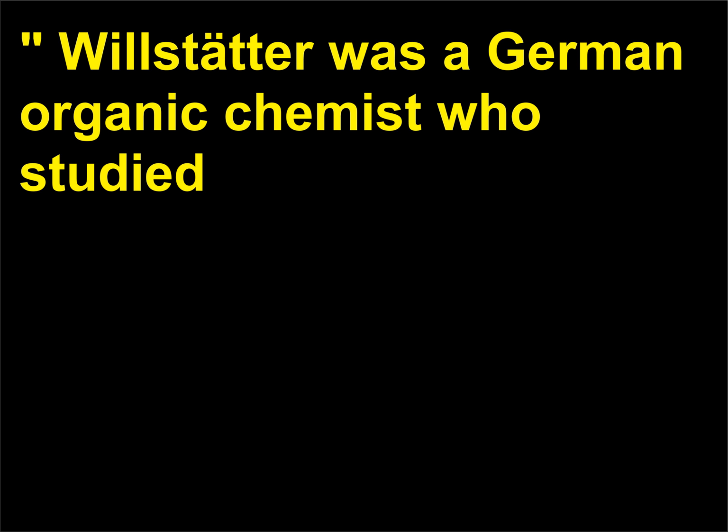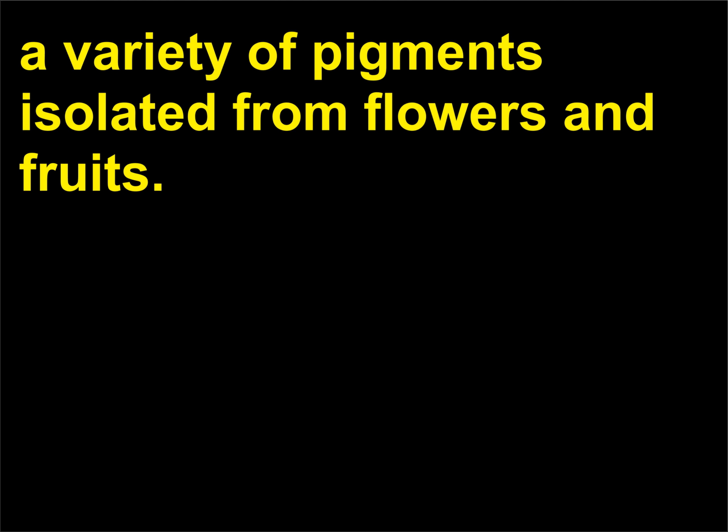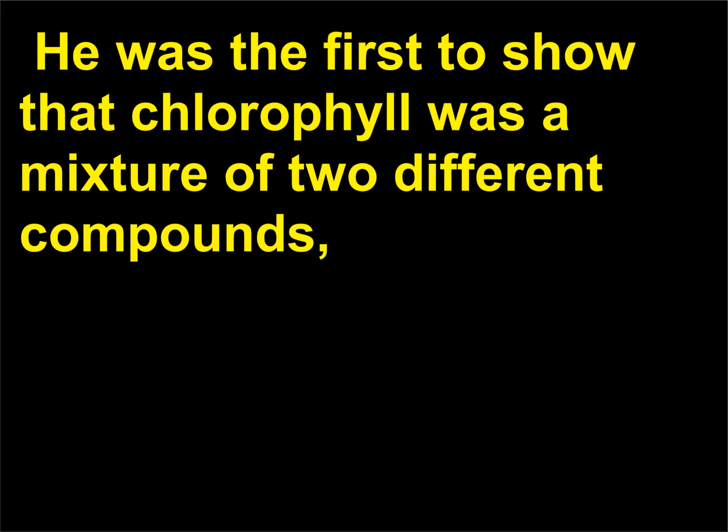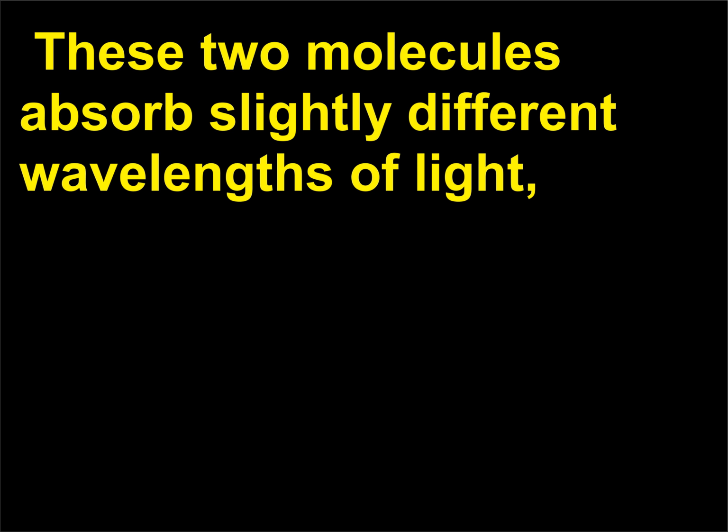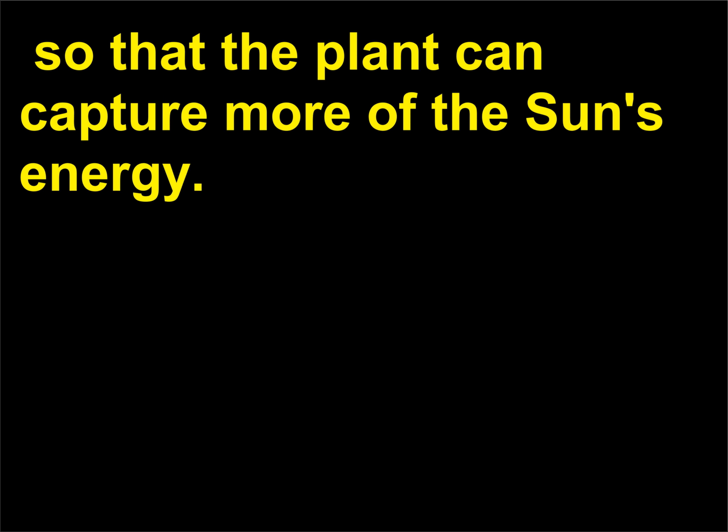Willstätter was a German organic chemist who studied a variety of pigments isolated from flowers and fruits. He was the first to show that chlorophyll was a mixture of two different compounds, known today as chlorophyll A and chlorophyll B. These two molecules absorb slightly different wavelengths of light, so that the plant can capture more of the sun's energy.